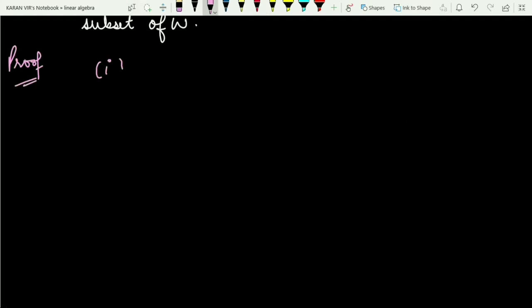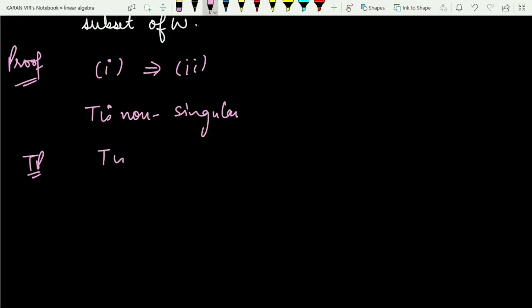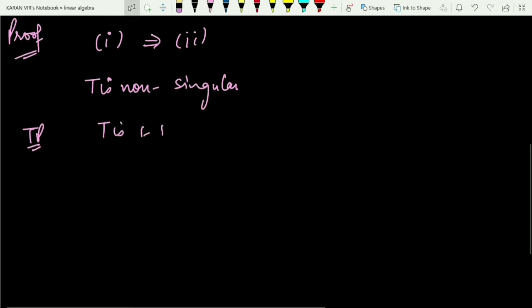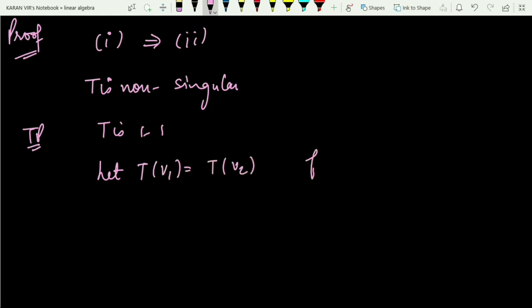So first I consider 1 implies 2. So what was 1? 1 is that T is non-singular, right? And what do I have to prove? To prove that T is 1-1, I will use the fact that if two images are equal, it means the elements have to be equal. So let T of V1 equal T of V2, for V1, V2 coming from V.